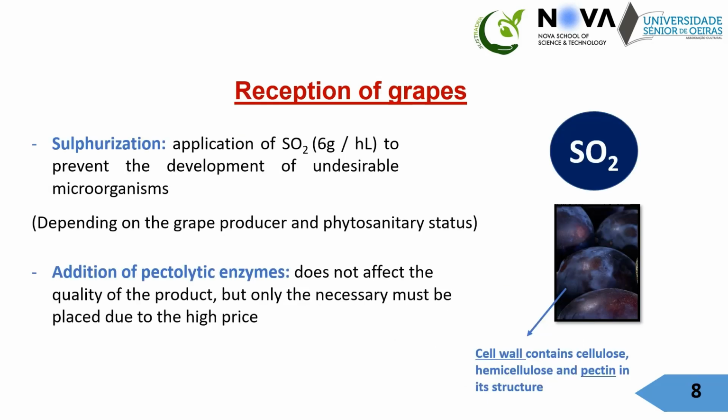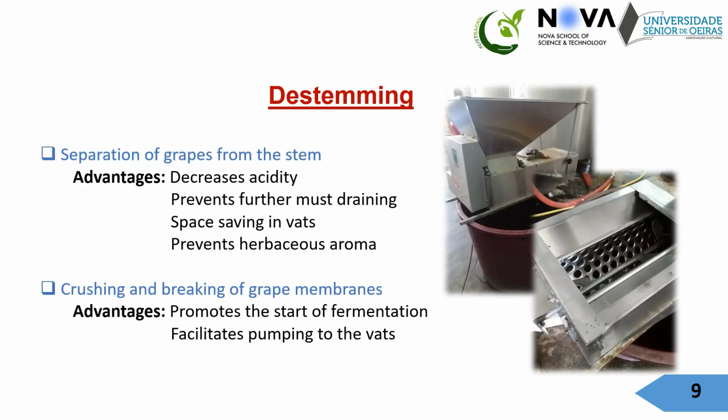Depending on grapes' phytosanitary status, producers add sulfur dioxide to prevent the development of undesirable microorganisms. And in this stage, pectolytic enzymes are added too, acting on the pectin of the cell wall, facilitating access to grape components. The next stage is called stemming, which consists of separating the grapes from the stems, the herbaceous part. Also, in this step, grapes are crushed, causing the rupture of the membranes of the grapes, promoting the start of fermentation and facilitating the pumping into the vats.